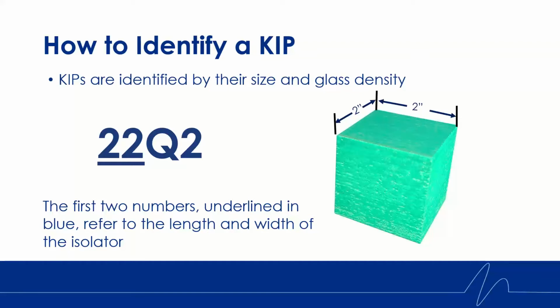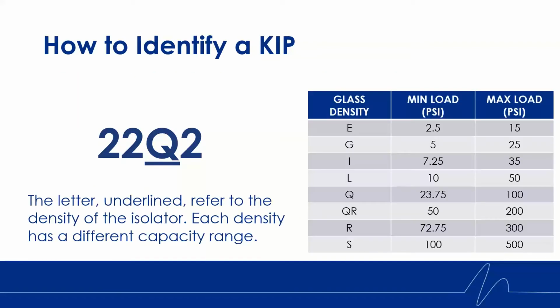First, we must be able to recognize and understand the labeling of a KIP isolator. KIPs are identified by their size and glass density. Usually you will see two numbers, then a letter, followed by another number. The first two numbers, underlined in blue, refer to the length and width of the isolator in inches. The letter refers to the density of the glass.